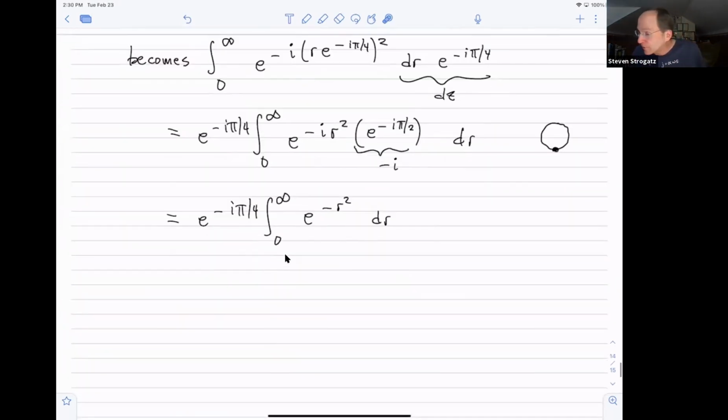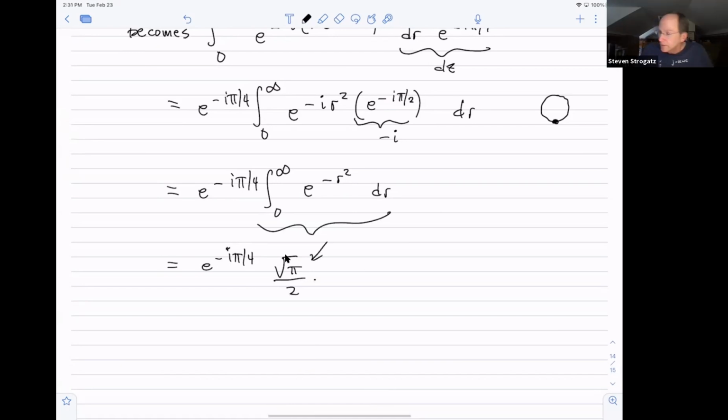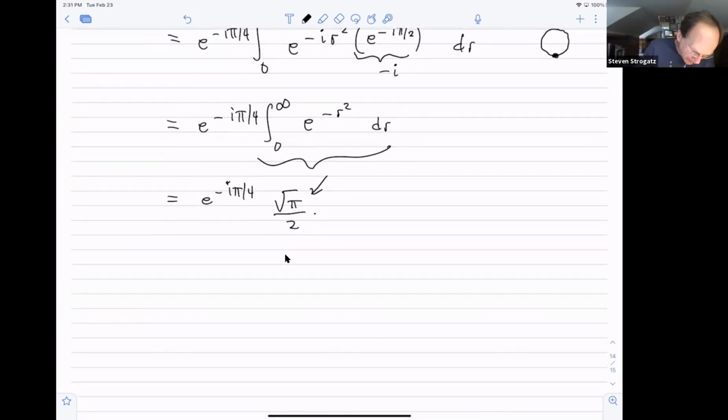So anyway, this is a known integral. And so this gives us e to the minus i pi over 4 times the square root of pi over 2, that integral. So that's cool. And then we have to show that I2 goes to 0.